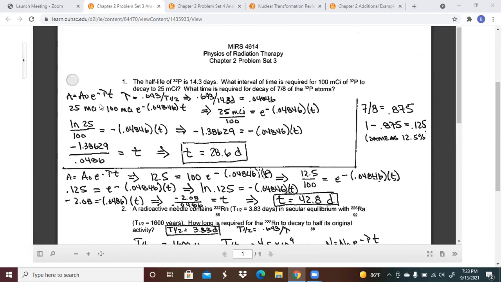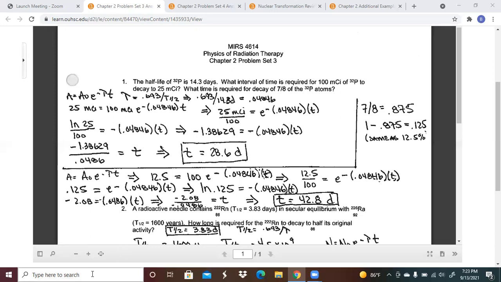Okay, so to go through this particular process here, we're going to start with our equation regarding activity. So we've got the activity at some time is going to be equal to the initial times e raised to the lambda t. Now in this particular case, we know that lambda is going to be equal to 0.693 divided by the half-life. We know what the half-life is. That's 14.3. So that ends up being 0.04, I believe that's 0.46.